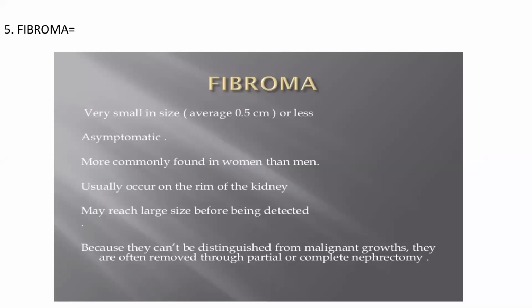और ये asymptomatic होता है. Asymptomatic का मतलब है जो symptoms दिखाई नहीं देता, उसको बोलते हैं asymptomatic. इसका symptoms दिखाई नहीं देता. तो ये जो fibroma है, ये जो tumor है ना, it is most commonly found in the woman as compared to that of the man. And it usually occur in the rim of the kidney, and it may reach large size before being detected.